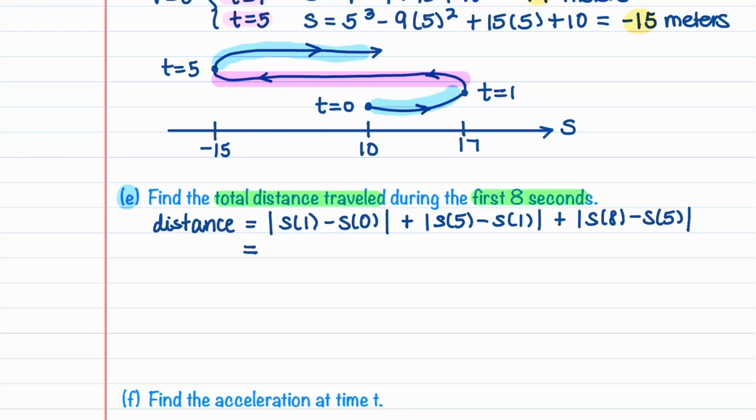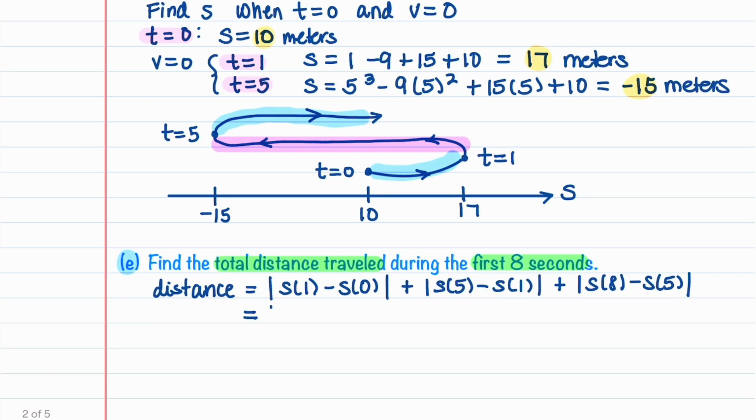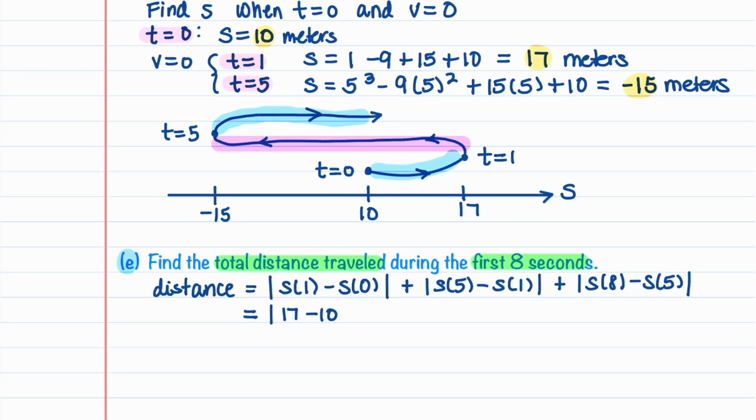Let's go ahead and see what this is. Let me pull this back down so we can see these numbers. S at 1, we calculated up top, and it was 17. So this is 17. S of 0 was 10. And then S at 5 was minus 15. And we're going to subtract off S at 1, which was 17. And then we're going to get to the part that we don't know yet, and that is S of 8.